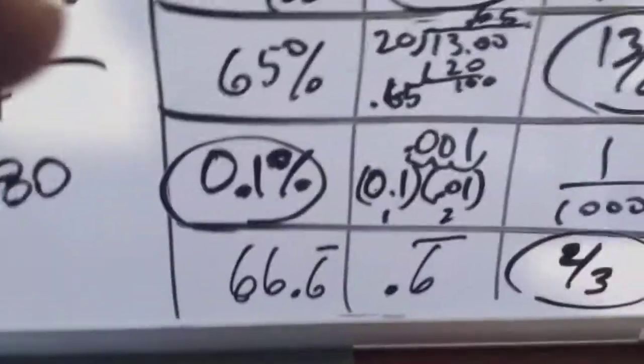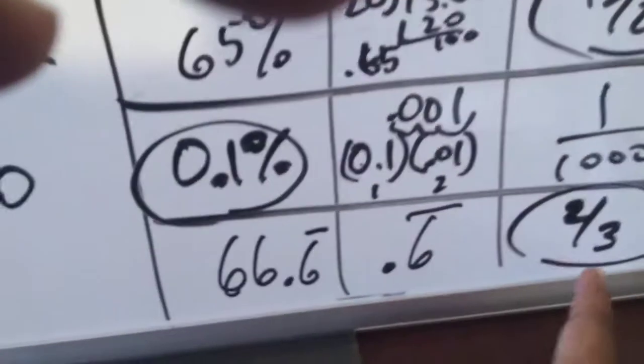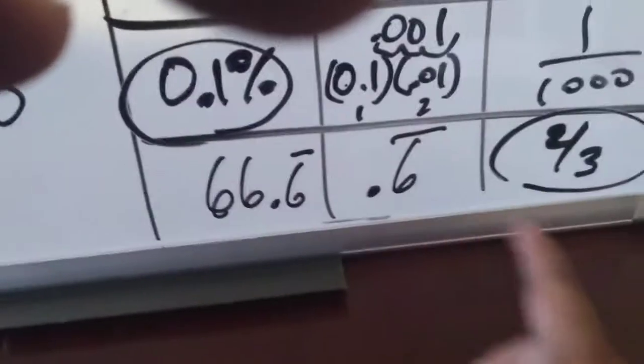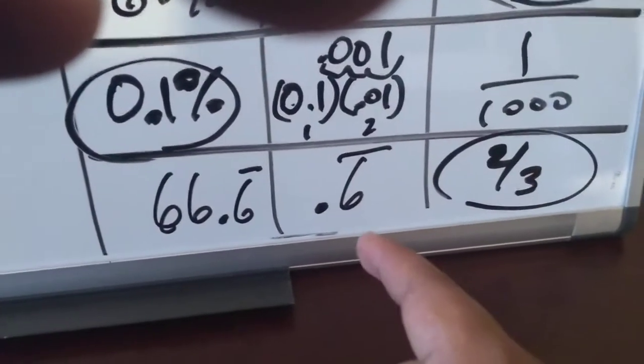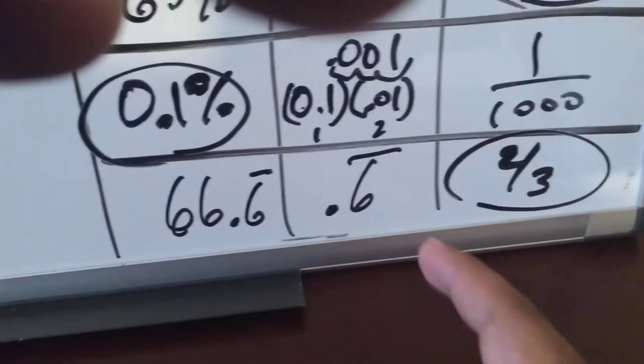The last one is a little bit trickier because we're given a fraction as the problem and we have to get the other things. So that's 2/3. But when you divide the bottom into the top, you get the 0.6 repeating part.